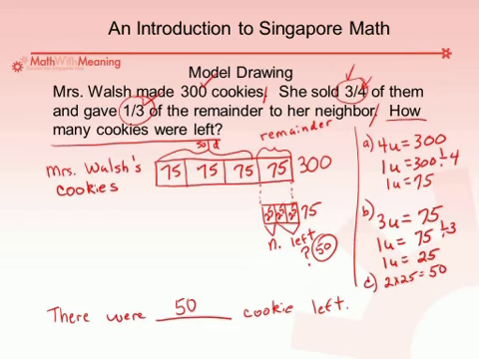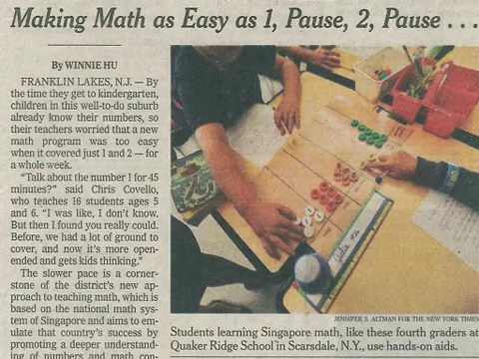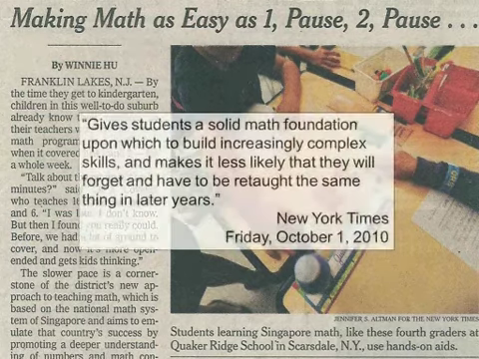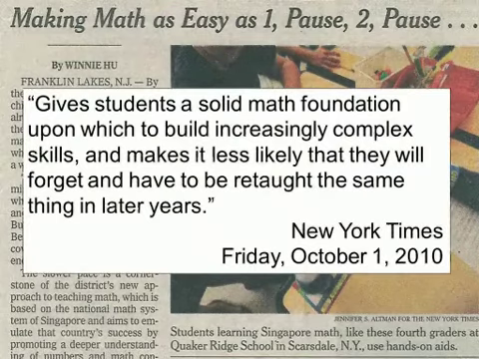So, as I pull this together, I've shared with you a few strategies that I think are very powerful that help bring about these benefits that you hear. I don't know how many of you saw the New York Times article that came out on October 1st. It was a front page article about some schools in New York making math as easy as 1, pause, 2, pause. And basically, it says what I believe, that Singapore math gives students a solid math foundation upon which to build increasingly complex skills, and it makes it less likely, and this is so important, that they will forget and have to be retaught the same thing in later years.